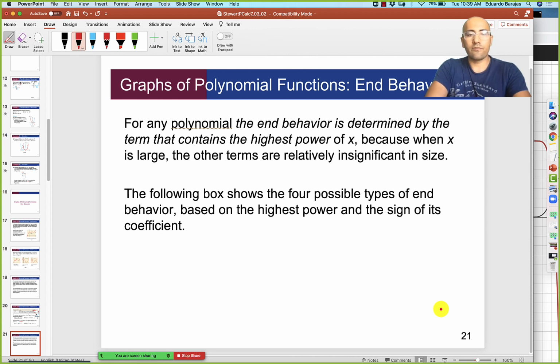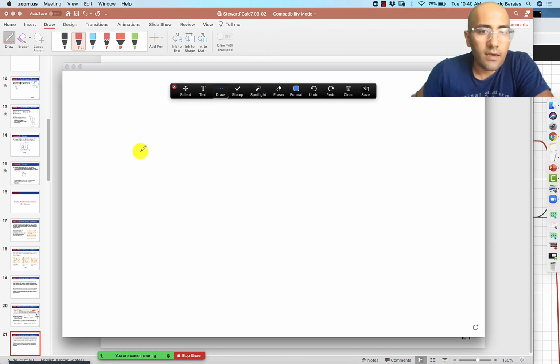The following box shows the 4 types of end behavior. Okay, so this statement right here is important. What that's saying is that if we have a polynomial function, let's say p of x equals x to the 5th power, minus some big numbers, how about 35x minus 5,000, something like that.